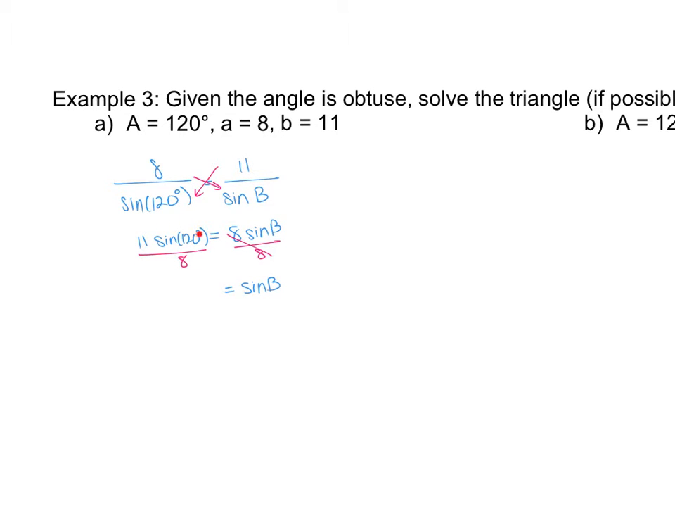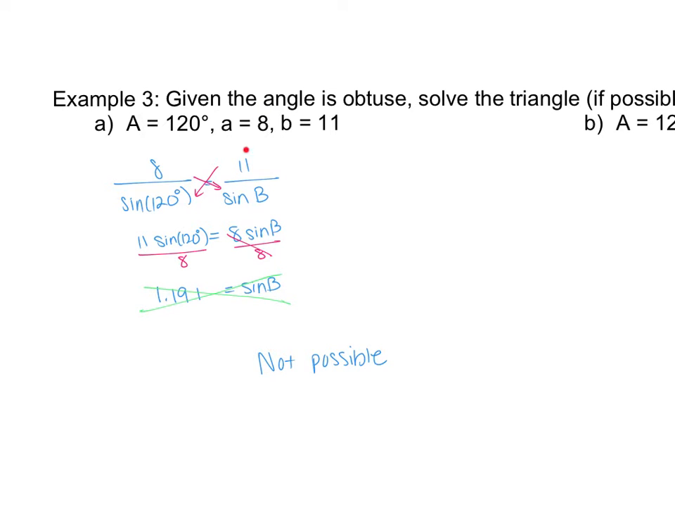If I pop this into the calculator, I get about 1.191, and I already start to notice something fishy here. This can't be possible, because sine can only be a value between -1 and 1, and this is over 1. So I already know this just can't work. It is not possible to get a triangle.